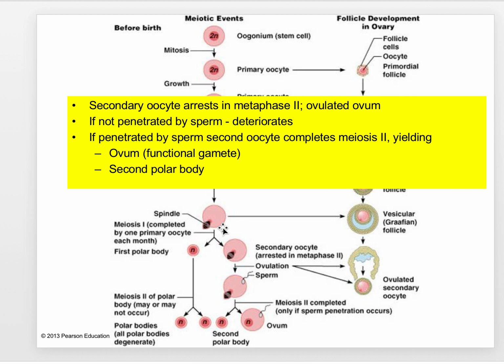Secondary oocyte stalls at metaphase 2, which is one of the stages of meiosis. This is also where ovulation occurs. Ovulation is when the follicle ruptures and releases the oocyte outside the ovary so that it gets picked up by the fallopian tubes. If it's penetrated by a sperm, the secondary oocyte completes meiosis too and yields an ovum and a second polar body. So if it's fertilized, it goes on to divide into ovum.